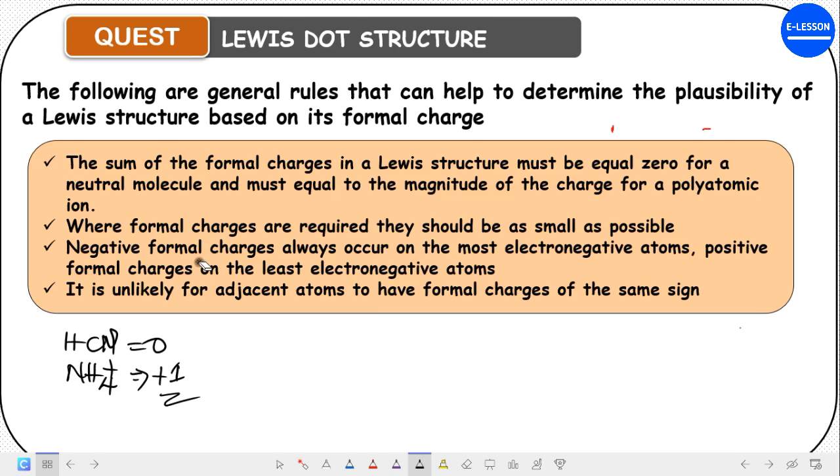Now, negative formal charges always occur on the most electronegative atoms. Positive formal charges occur on the least electronegative atoms. It is unlikely for adjacent atoms to have formal charges of the same sign. Are you getting it? It is very, very unlikely.